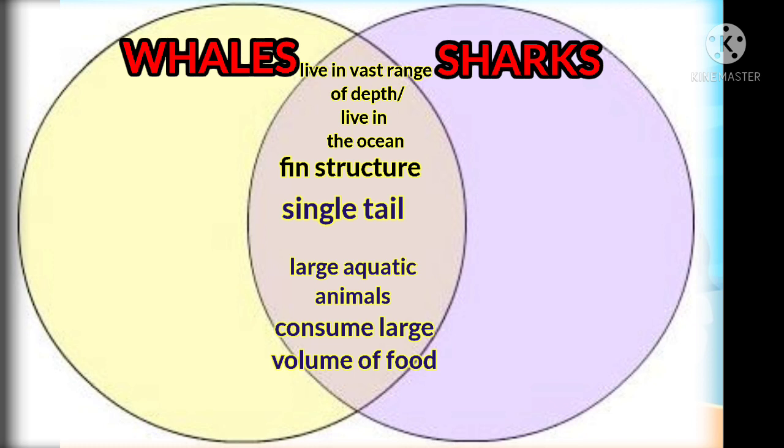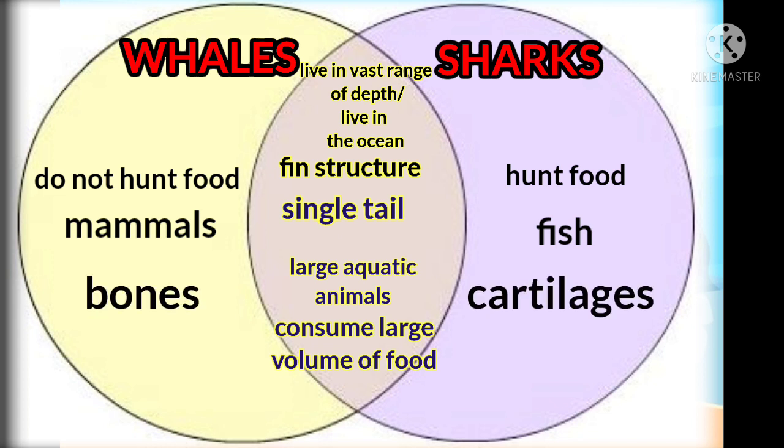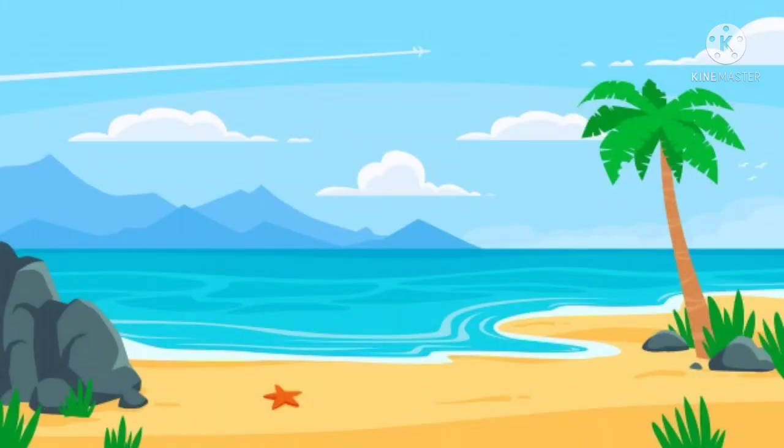And let's put the differences between whales and sharks on the part that the circles do not overlap. Whales do not hunt food, while sharks hunt for their food. Whales are mammals, while sharks are fish. Whales have bones, while sharks have cartilages. There you have it, an example of transcoding information from linear text to nonlinear text. We used Venn diagram in showing comparison and contrast or similarities and differences of both whales and sharks.